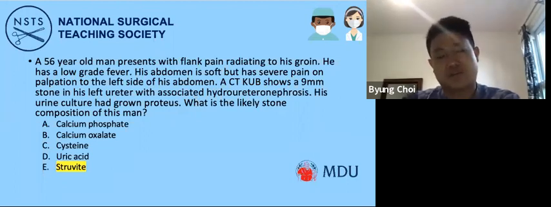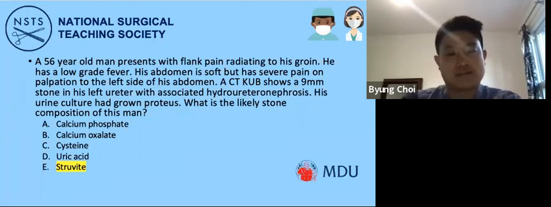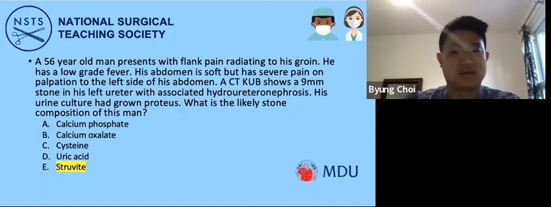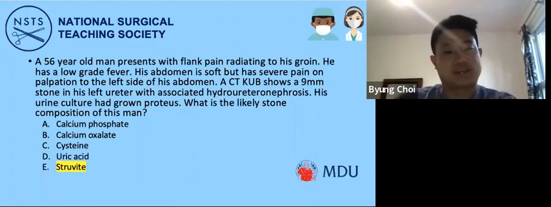Okay, and struvite stones are not very common, but when they do occur, they form from three minerals essentially. Proteus makes the urine more alkaline, so it increases your risk of struvite. And that's kind of a classic MCQ. You see a buzzword and the answer is most likely going to be E. Of course, still read the question carefully and consider all the options, but this one is going to be E, struvite.